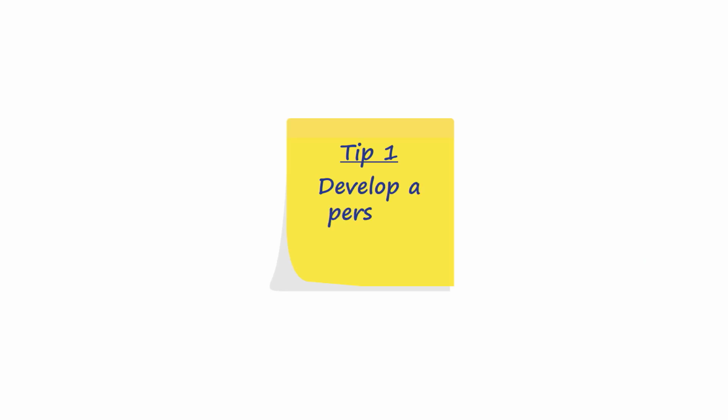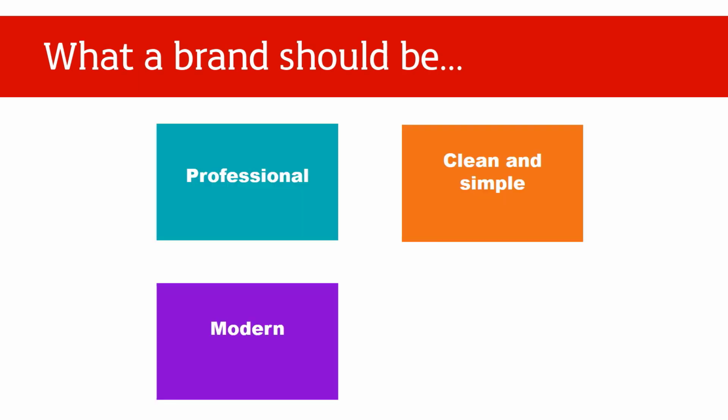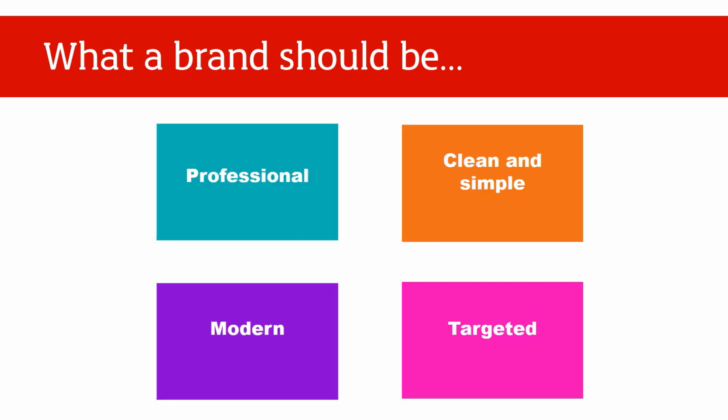To develop a persona, you need to self-reflect. Each social media space has a purpose, and you need to craft your persona for that environment. Ask yourself who you are as a professional in your field, and what image do you want people to see? Generally, your online identity should be professional, clean, modern, and targeted. You need to consider your audience and what you aim to achieve through this online space.